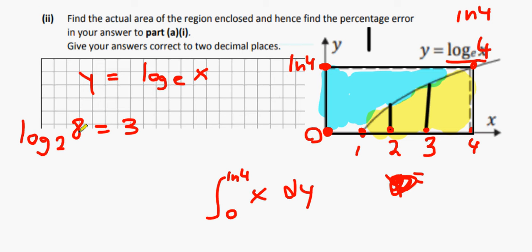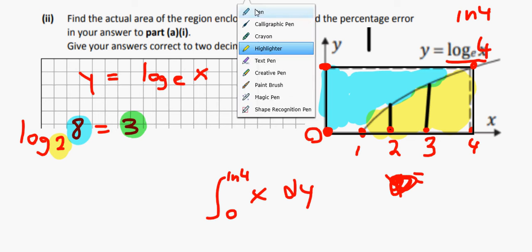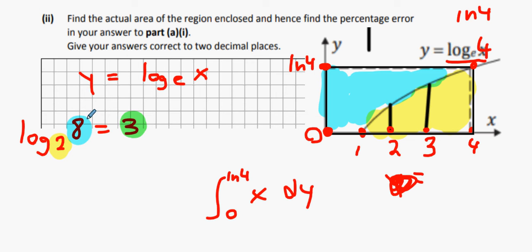And here's the rule. This number here, blue, on its own always equals yellow to the power of green. Does everybody see that? Blue on its own always equals yellow to the power of green. Doesn't matter what's in there, it's always that way. So 8 equals 2 to the power of 3. Would everybody be happy with that?